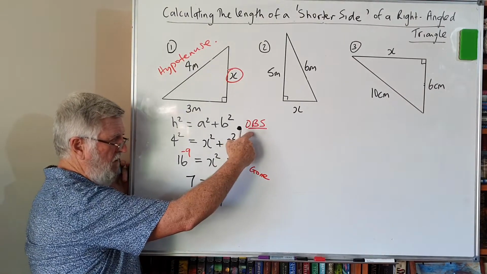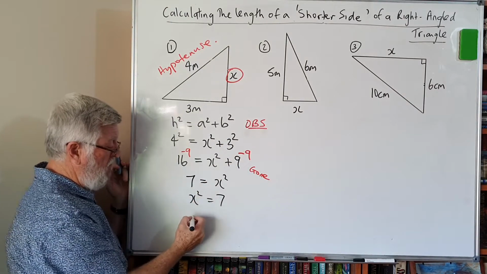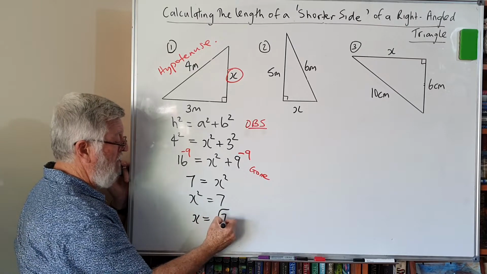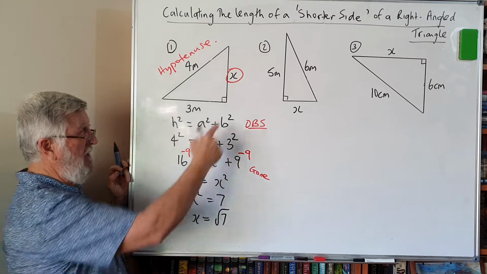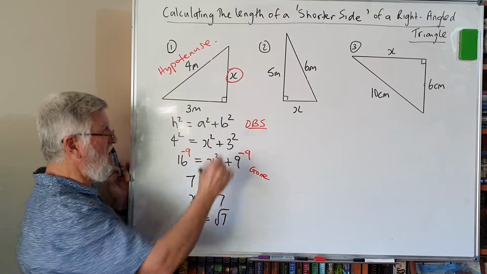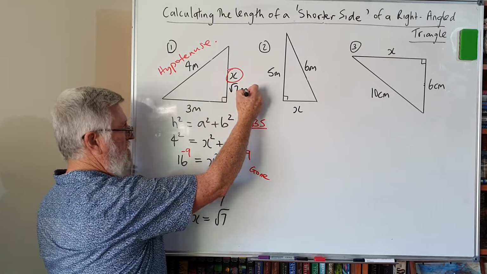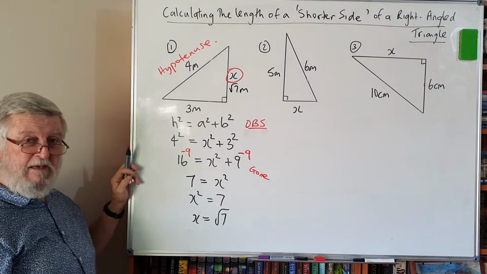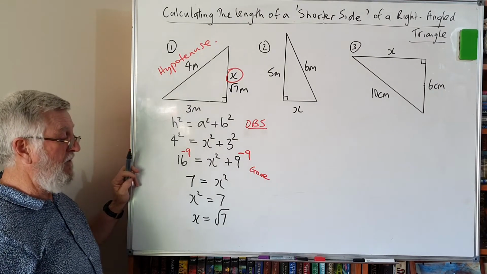That's the opposite to both sides. How do I get rid of a squared? I get a square root. And that square root will give us the length of that side. So I could actually say that this side is root 7 meters and leave it at that. Or you can put it in your calculator and find out what that is.